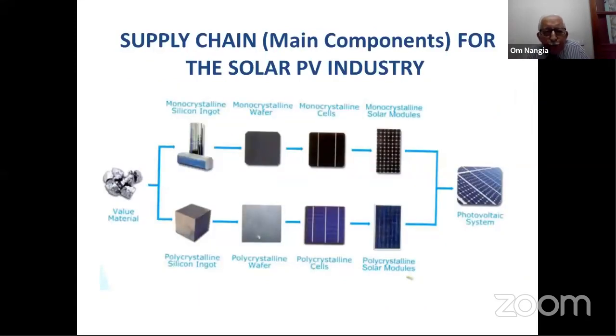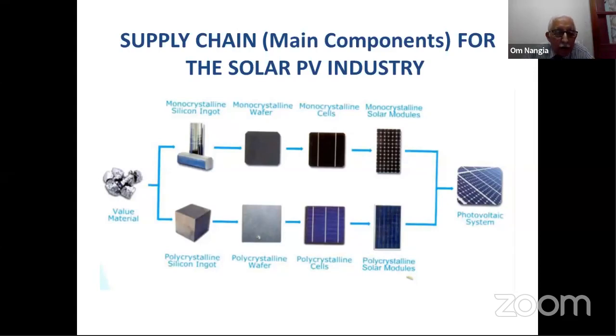Now this is the supply chain of the solar industry. Basically, we start with the raw material, which is polysilicon material. I'll just show you a sample of that. This is a polysilicon material, which is made from, you will not believe, sand. This is sand, river sand. And out of this river sand, we convert it into high purity polysilicon material.